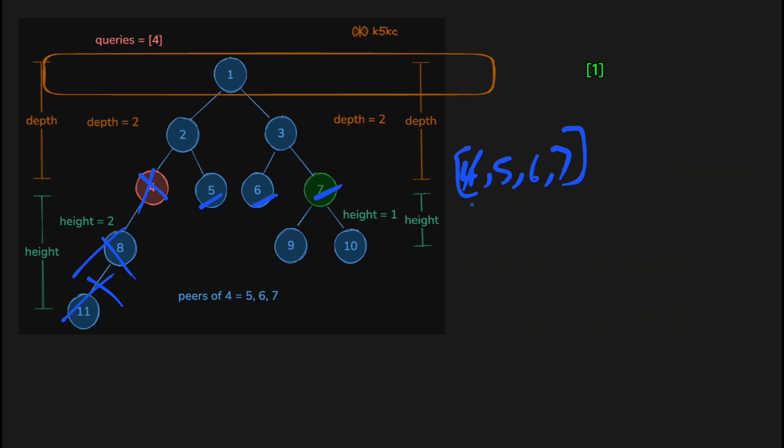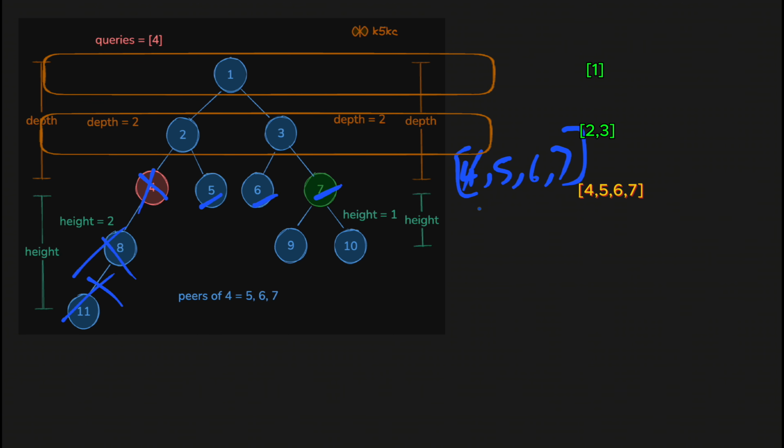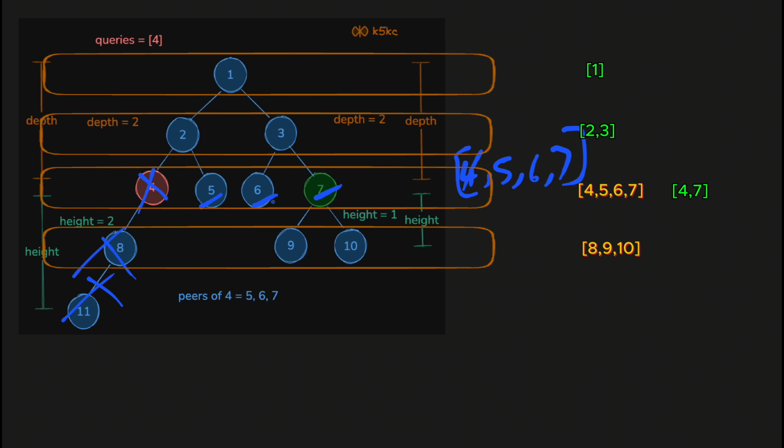For depth 0, there is only node 1, and then for depth 1, we have nodes 2 and 3. Earlier at depth 2, we had nodes 4, 5, 6 and 7, but now we only need nodes 4 and 7, sorted by heights. Similarly, at depth 3, earlier we had nodes 8, 9 and 10, but now we only retain 8 and 9. And finally at depth 4, we only have node 11.